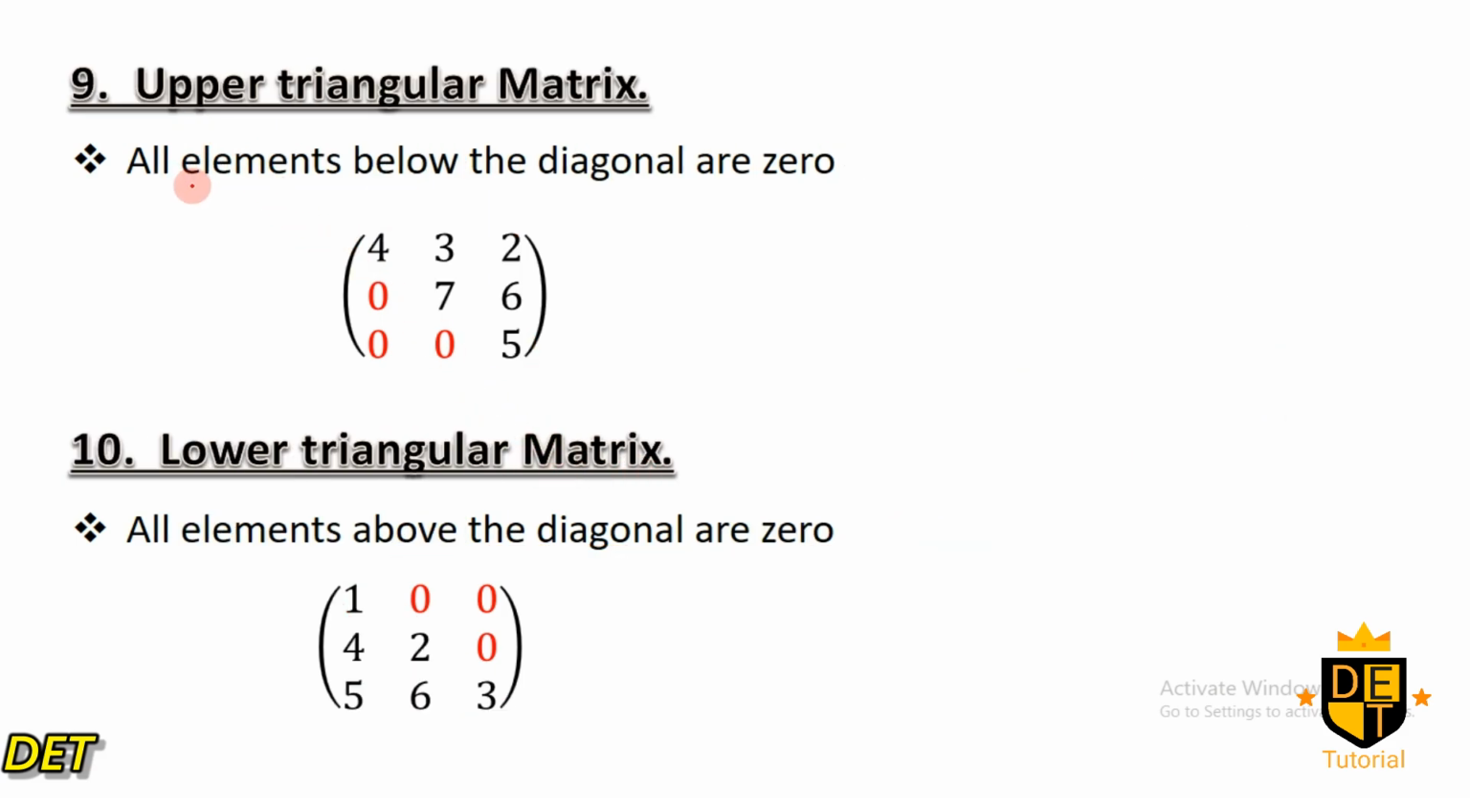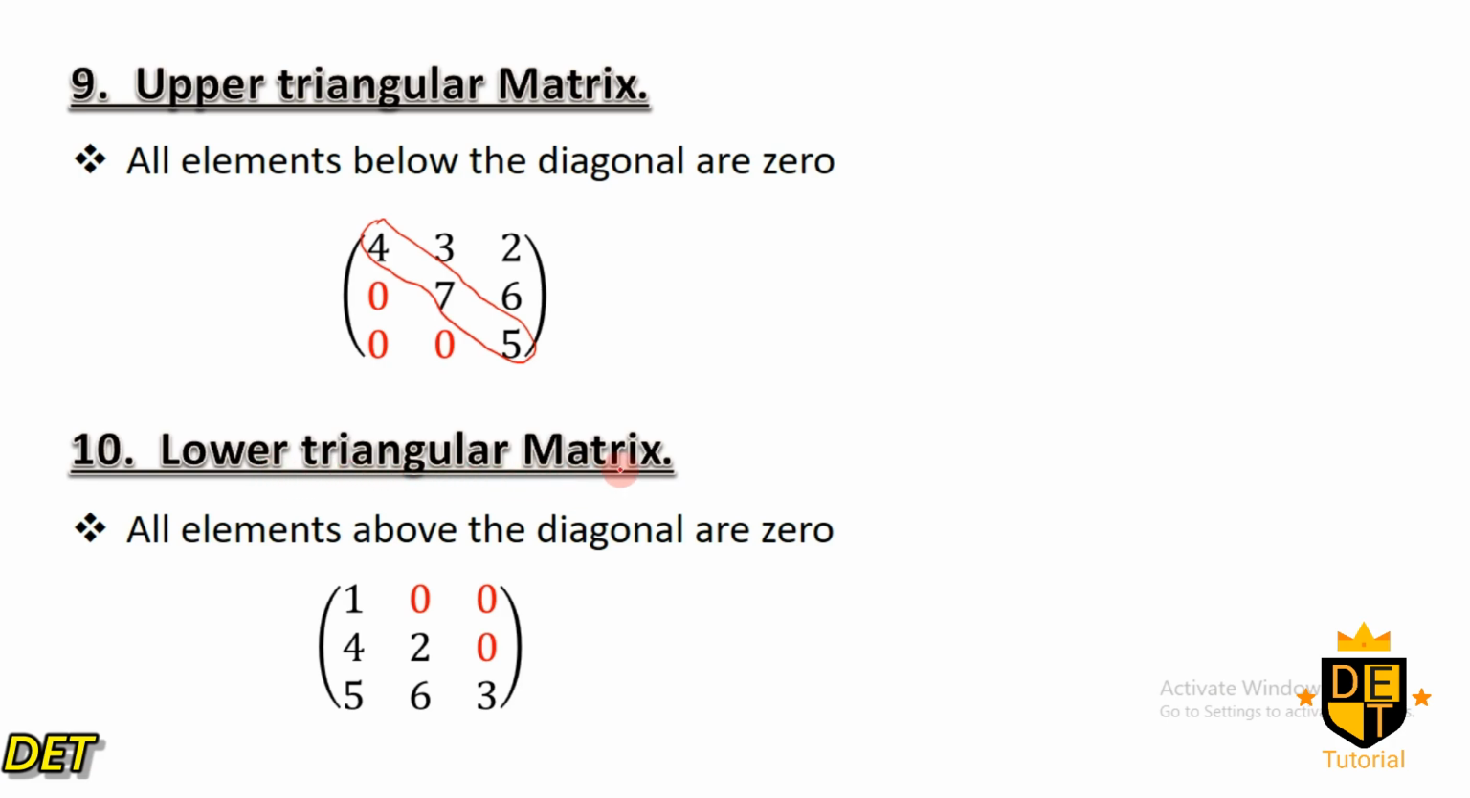Then the next type of matrix we'll be looking at is the upper triangular matrix. In an upper triangular matrix, all elements below the diagonal are 0. So you can see the diagonal elements. These are the diagonal elements. So all the elements below the diagonal are what? Are 0. So you can see 0, 0, 0 here.